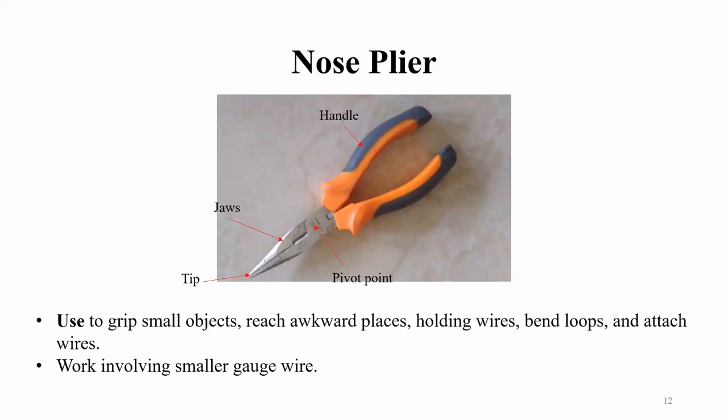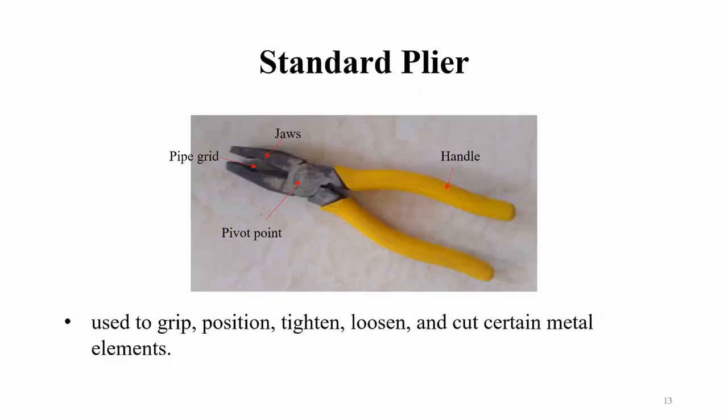The other one is nose pliers. This one is utilized in holding wires, and it also works with smaller gauge wires. Normally these nose pliers are used to hold small objects. And you all know this one.